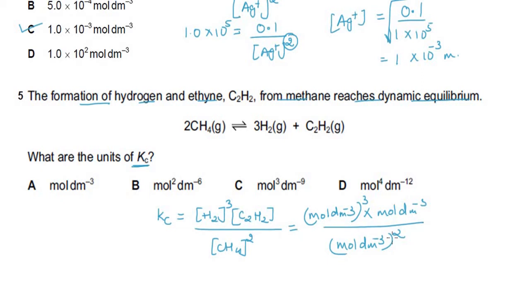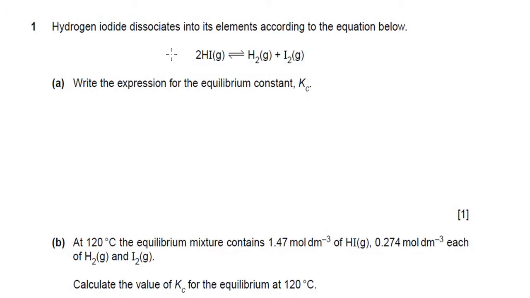Now if we cancel out the units, then we can cancel out this and the power here. So we are left with these two remaining, giving us mol squared dm to the power minus 6, which is our final unit for Kc, and so our answer is B. Now let's have a look at some subjective questions also.